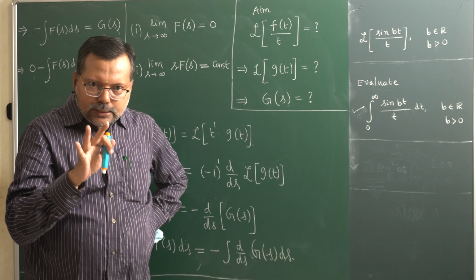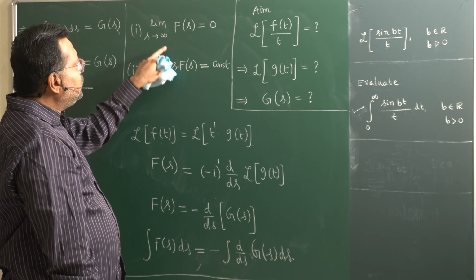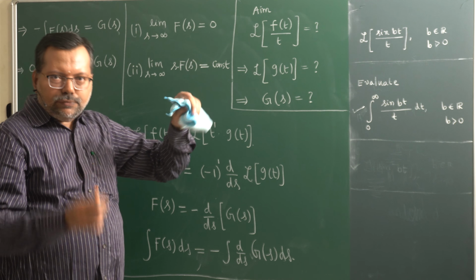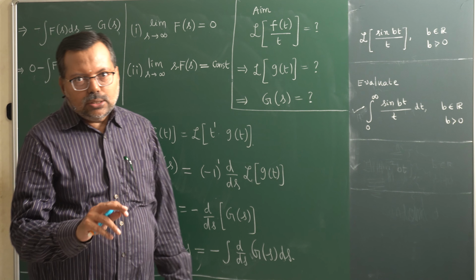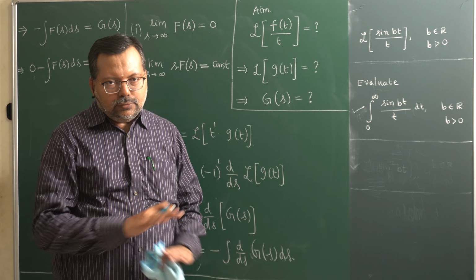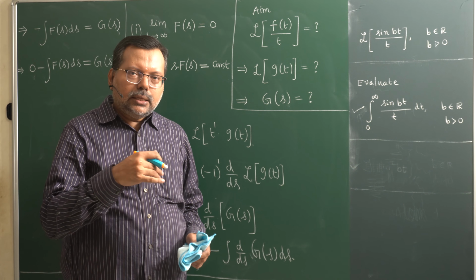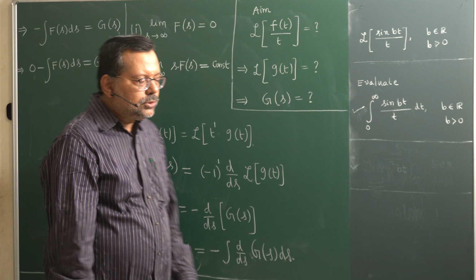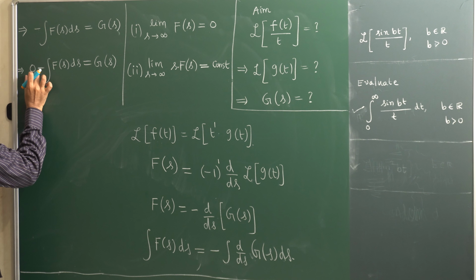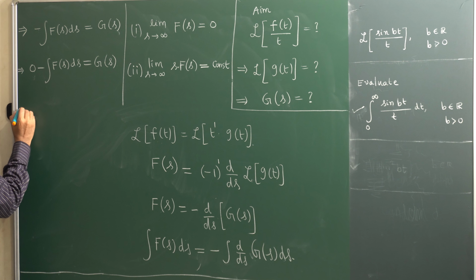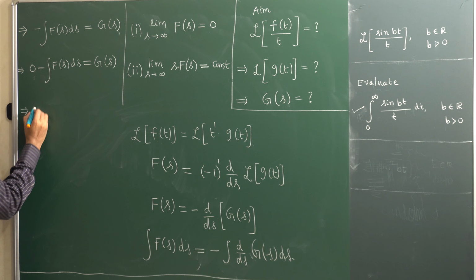It is a necessary condition that in the limit of s tending to infinity, every f of s has to go to 0. If it is not going to 0, that expression has to be totally rejected. We cannot accept that expression as the solution to a problem. So that is the condition. Because of that reason, a 0 can be written down here, which is nothing but integral from s to infinity.